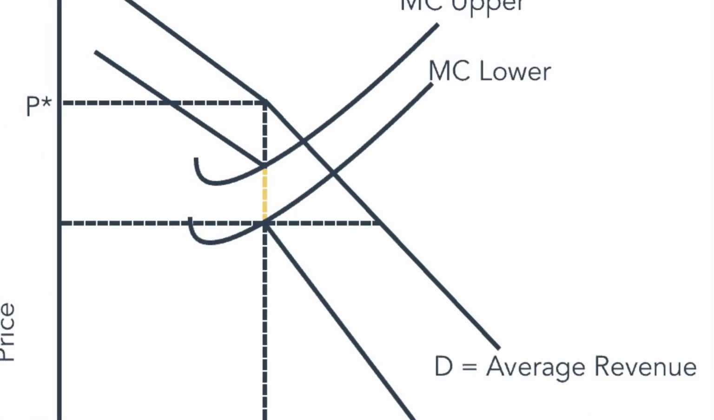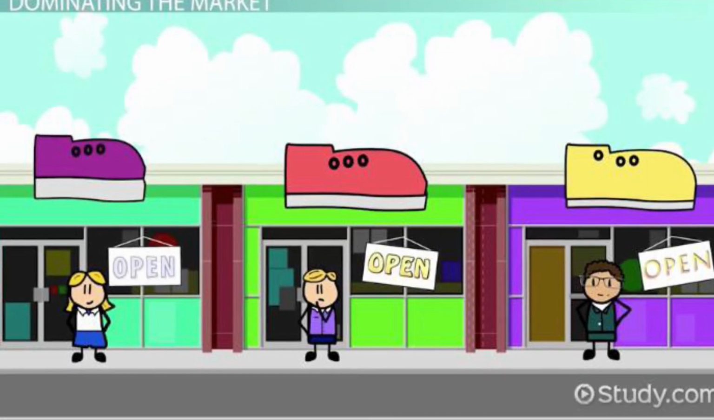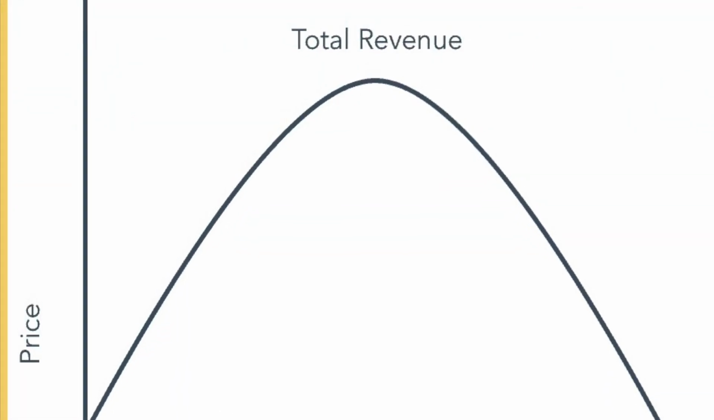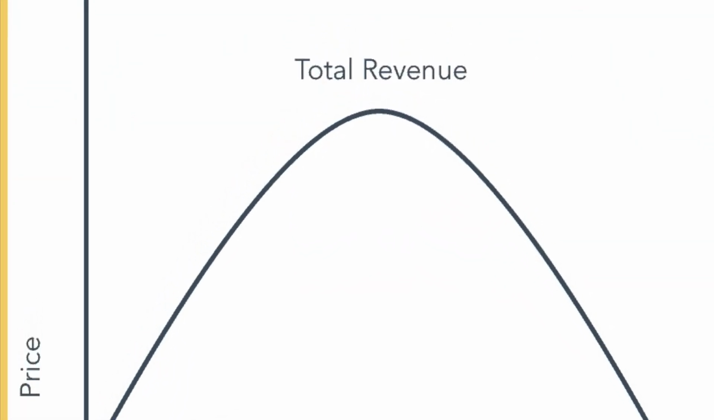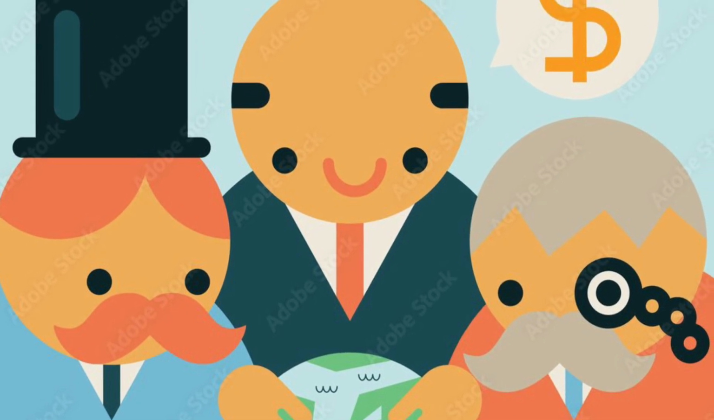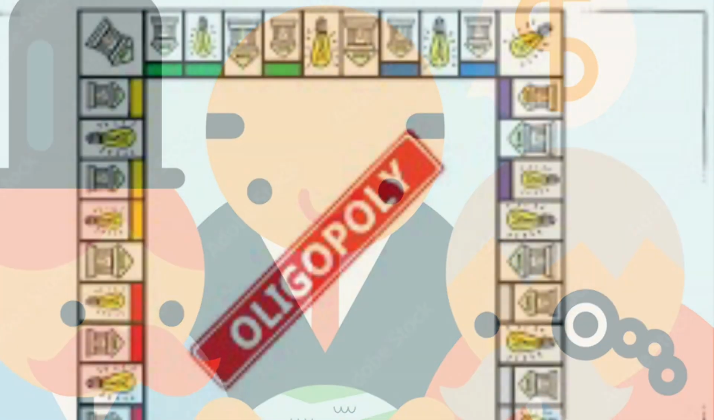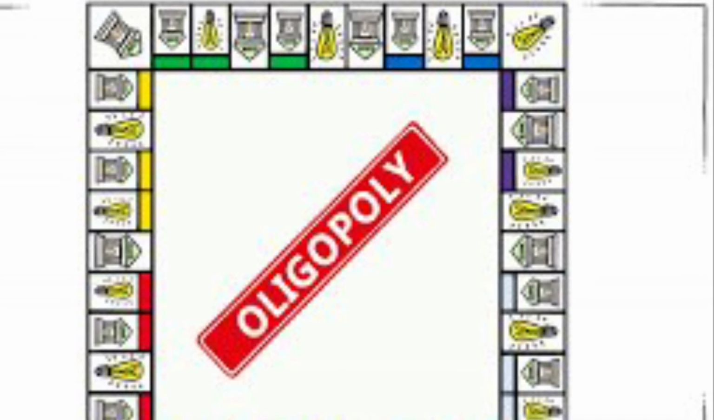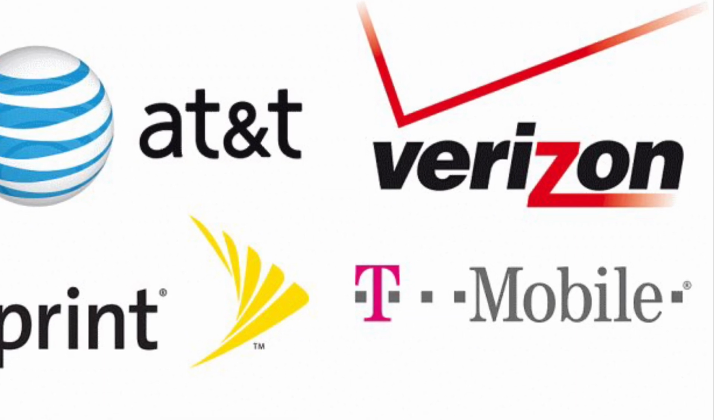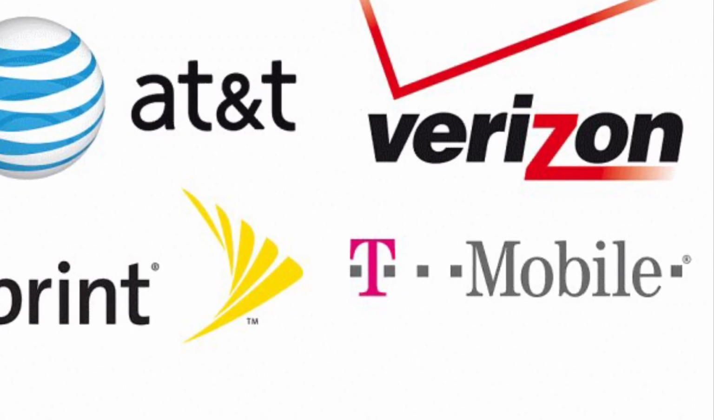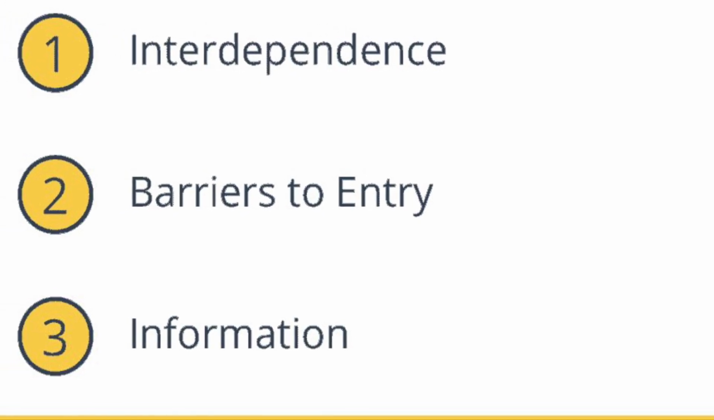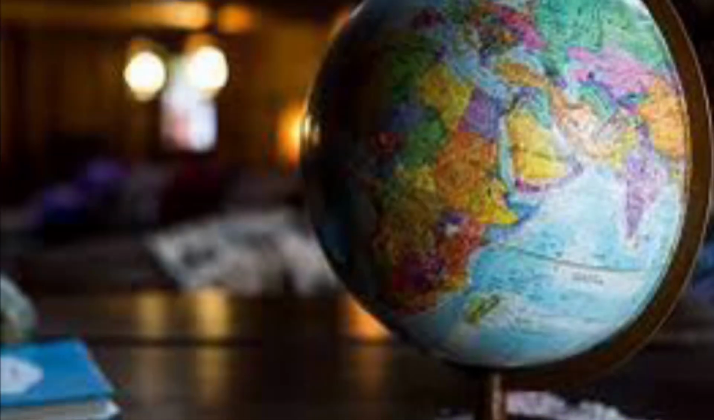The existence of an oligopoly has significant implications for both consumers and policymakers. On the one hand, oligopolistic firms may engage in practices that harm consumers, such as charging higher prices or reducing product quality. On the other hand, oligopolistic markets can also lead to innovation and efficiency gains. Understanding the characteristics and dynamics of oligopoly is crucial for designing effective economic policies and promoting a healthy competitive environment.